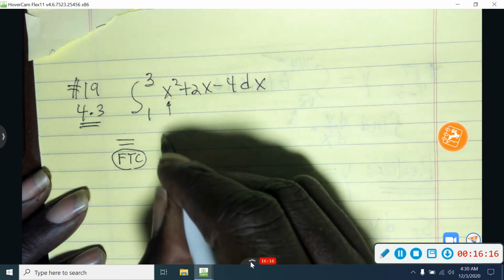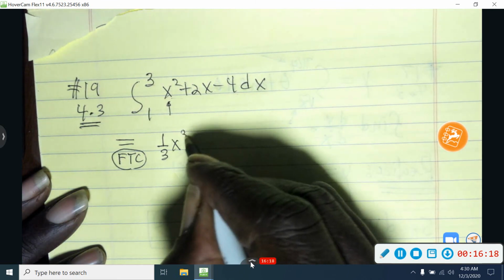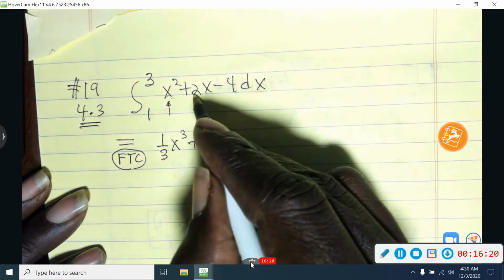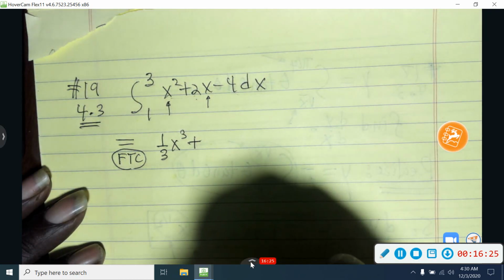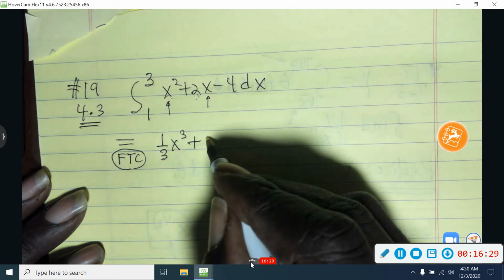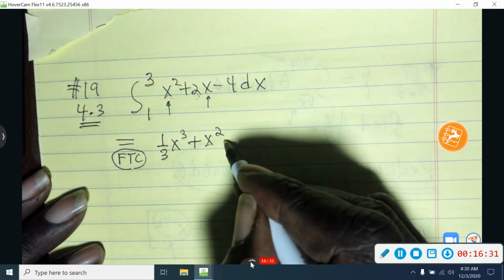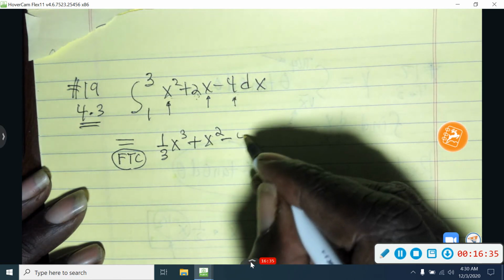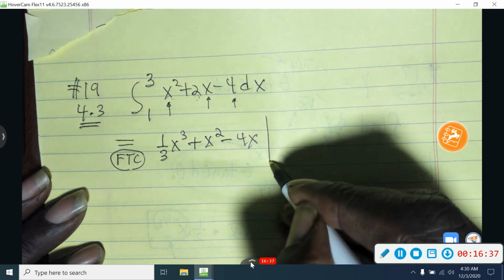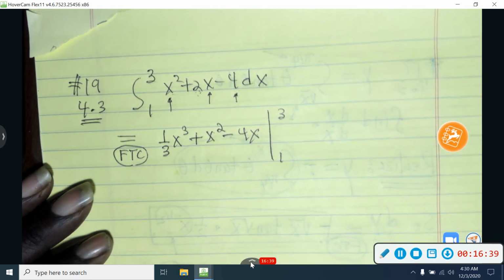Add 1 to 2, you get 3, divide by 3. Plus, it ignores the 2 and comes here. That's a reverse power rule, where the power is 1. Add 1 to 1, you get 2, divide by 2, it kills this 2, you get x squared. Minus, what differentiates to be 4? 4x. And now we have to evaluate that from 1 to 3.